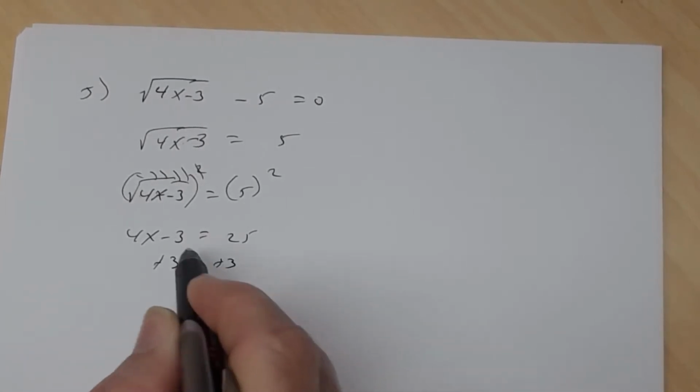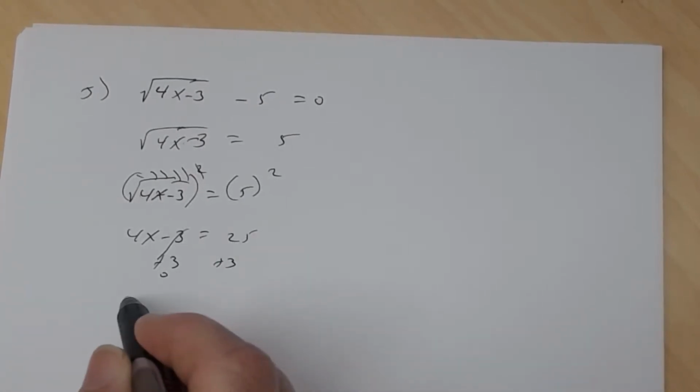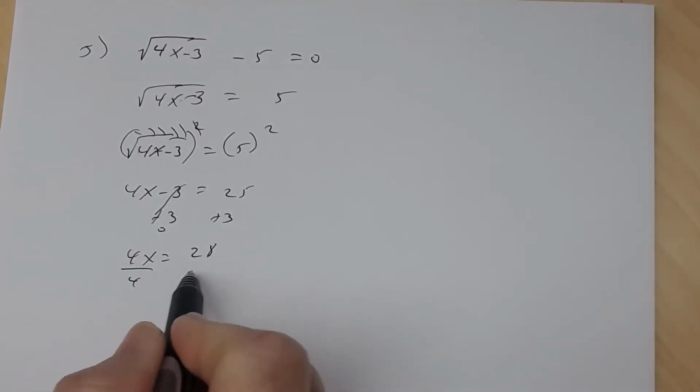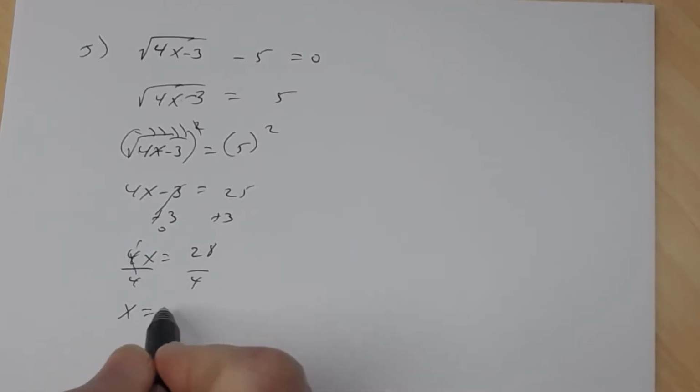So I'm going to add 3 to both sides. Combine like terms. I get 4x equal 28. Divide both sides by 4 to get the variable by itself. I get x equal 7.